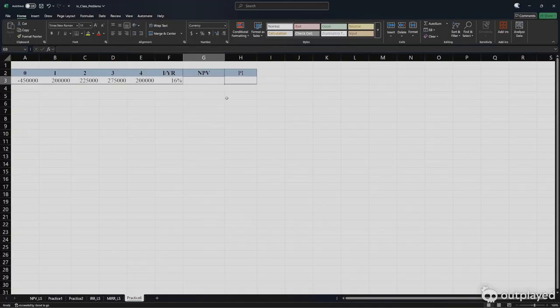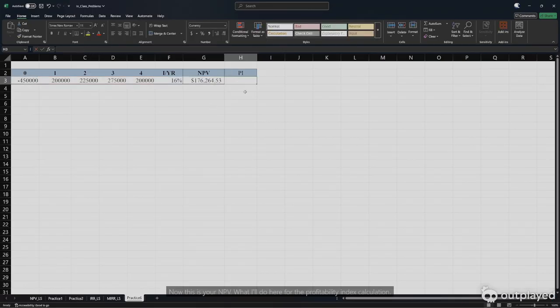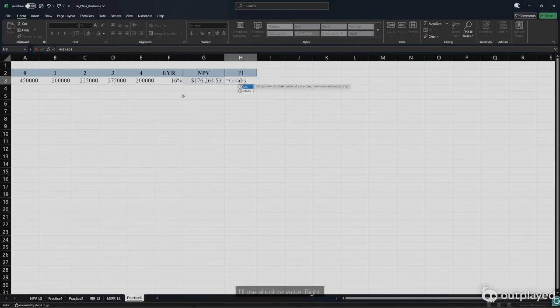Now what you can do in Excel is basically calculate the NPV first, right? Under the 16%. Please always note that when it comes to NPV calculation, time value of money matters. So these are the inflows that should be discounted, and you have to add in separately the initial amount of investment. Now this is your NPV. For the profitability index calculation, I'll take the NPV and divide it by the initial amount of cash outflow. Because our initial cash outflow is already negative, I'll use the absolute value, which will give me the result without the negative sign. And that's basically your profitability index.